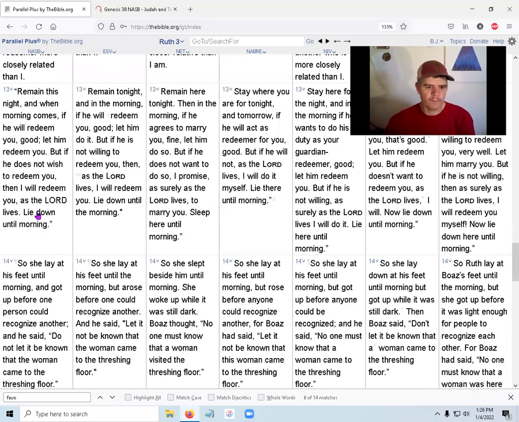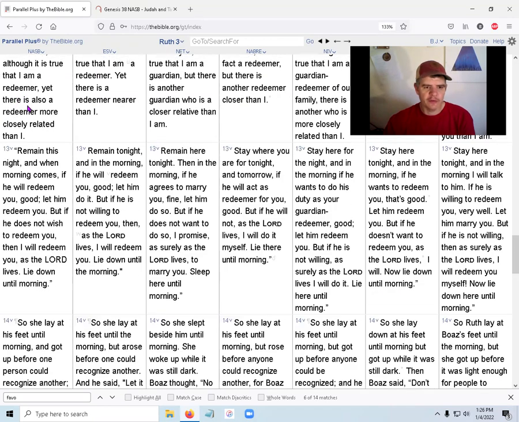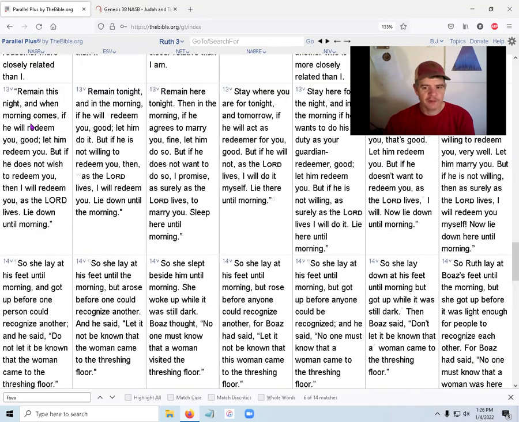Anyway, so there's a Redeemer closer than I. Okay, so we're going to follow the law. "Remain this night, and when morning comes, if he will redeem you, good, let him redeem you." They want to follow the law. "But if he does not wish to redeem you, then I will redeem you as the Lord lives. Lie down until morning." As the Lord lives is a vow.